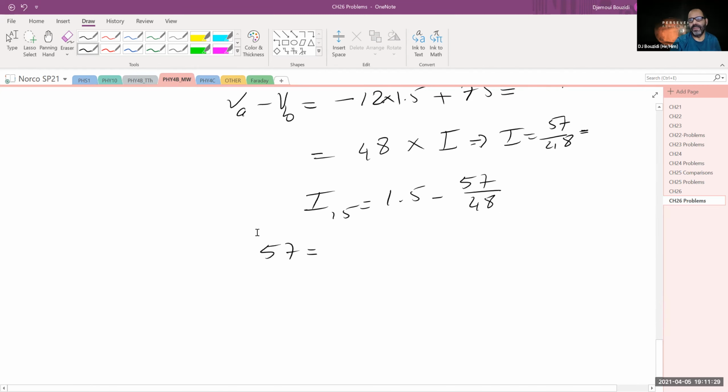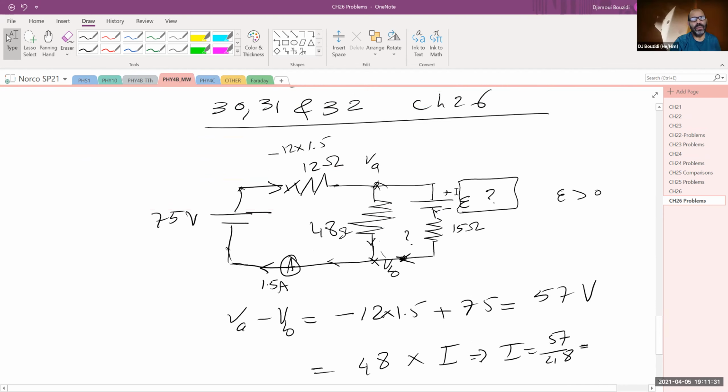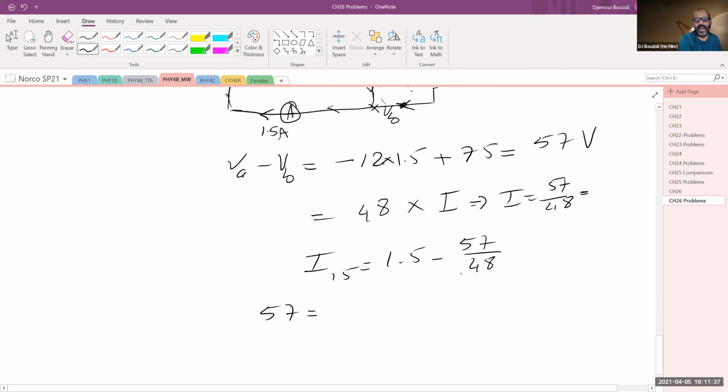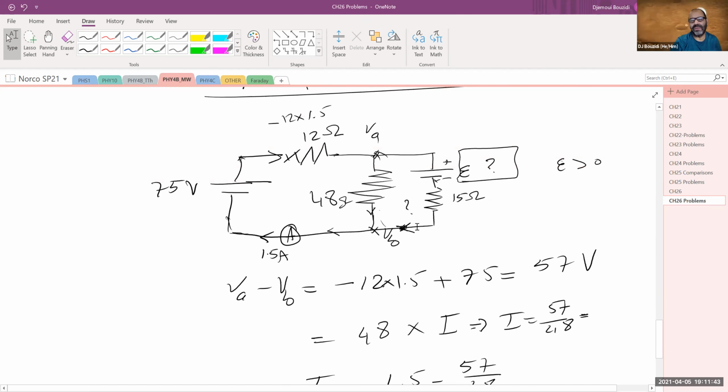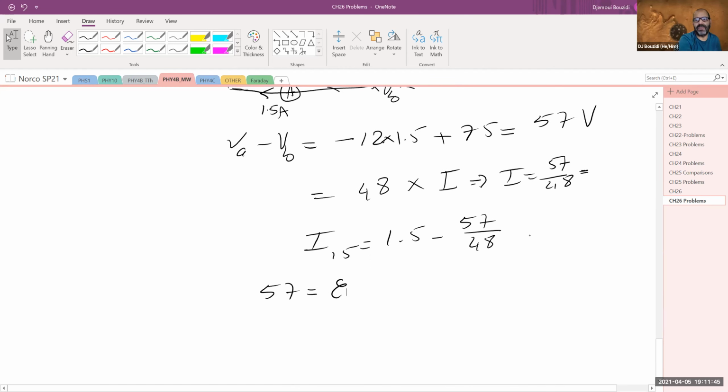57 volts must be equal to the EMF that I don't know, because that's a voltage drop actually, because I'm going against it this way. So it's the EMF plus the current that is running through the 15 ohms times 15. So it's going to be 15 times 1.5 minus 57 over 48. If I do the calculation, this number will turn out to be positive and the polarity is as indicated, okay?